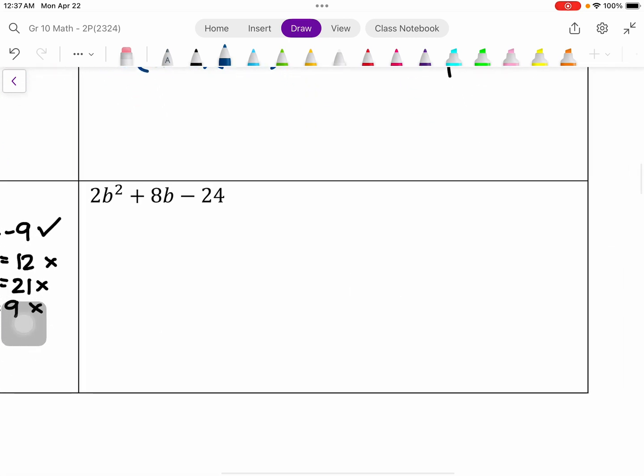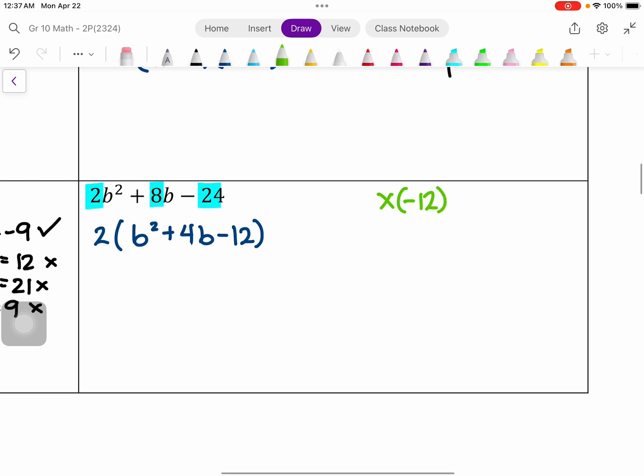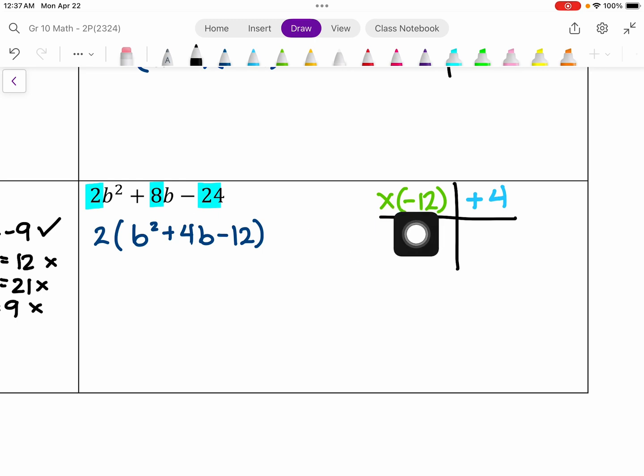One last question. So we have 2, 8, and negative 24. All of those are divisible by 2, so we'll factor out a 2: b squared plus 4b minus 12. So I'm looking for two numbers that multiply to a negative 12 and add to a positive 4. Because my c value is negative, I'm looking for two numbers that are apart by 4. One will be positive, one will be negative.